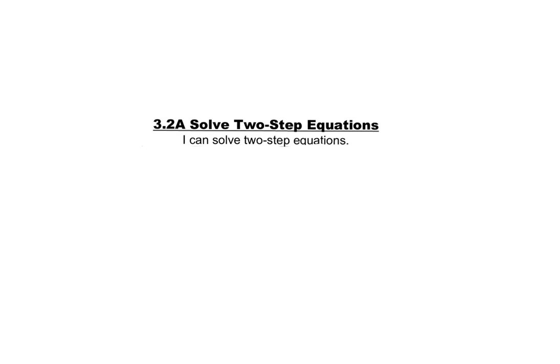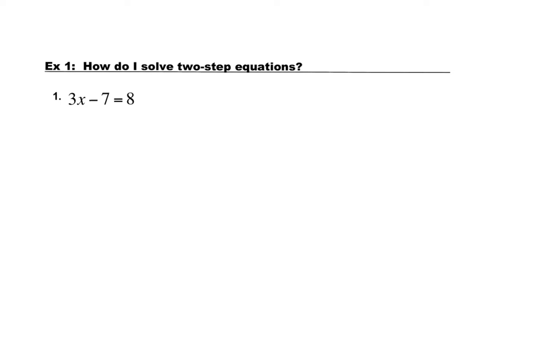In today's lesson, we're going to take a look at solving two-step equations. Example 1, how do I solve two-step equations? All right, so again, what we're looking at is applying those properties of equality in order to isolate the variable. And the first step I like to do is draw the line down, and we're trying to get this x all by itself by undoing the things around it.